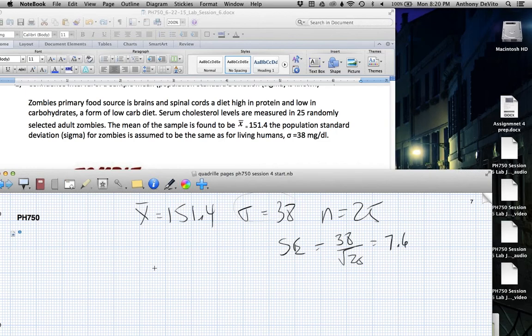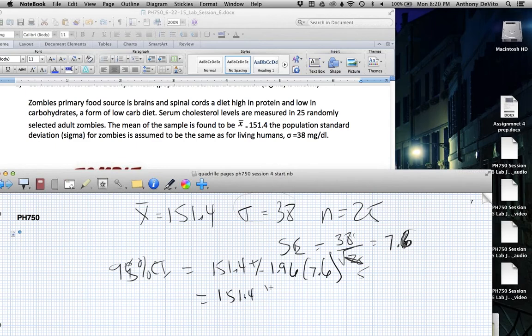Okay. And what's our 95% confidence interval going to be? It's going to be 151.4 plus or minus 1.96 times our standard error of 7.6. 7.3? No, 7.6, right? So 3 over 5 is 0.6. Okay, so that's going to be equal to 151.4 plus or minus roughly 2 times that. I'm going to call that 15, just to make things go a little faster here.